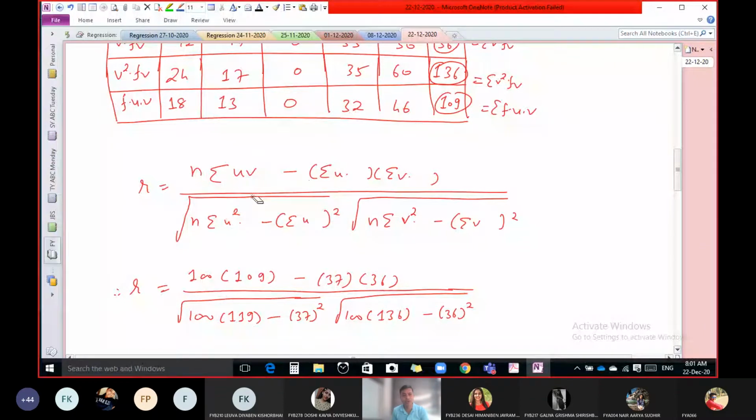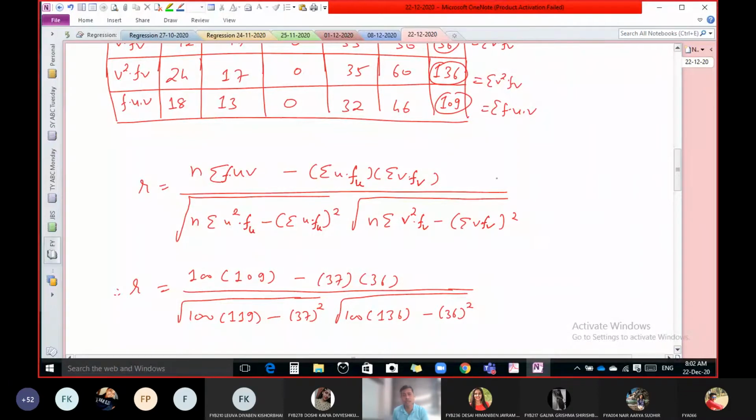Now just a few modifications you are required to do here. Whenever there is only variable u, you have to multiply by frequency of u. If there is variable v, then multiply by frequency of v. And here both the variables are there, so multiply by frequency only, f into u into v, and substitute all values.